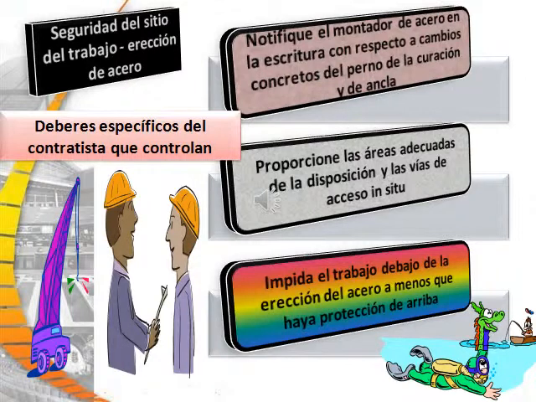Specific controlling contractor duties call for notification of the steel erector in writing regarding a concrete cure or anchor bolt changes, as well as providing adequate layout areas and on-site access roads. This precludes work below steel erection unless there is overhead protection.